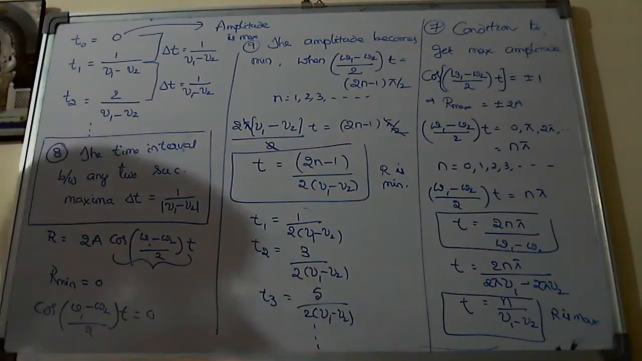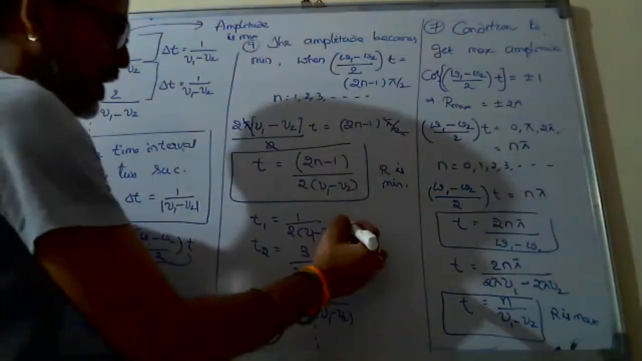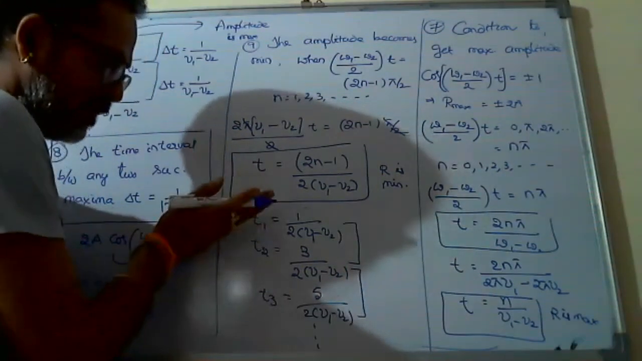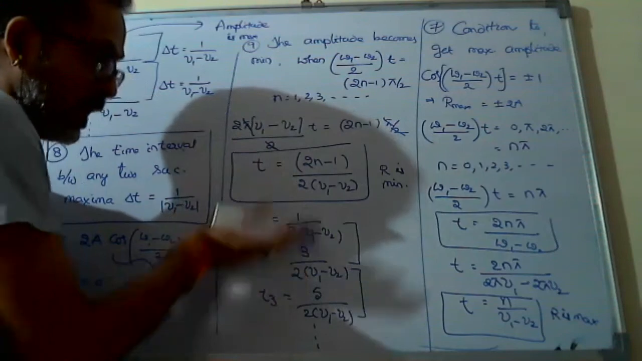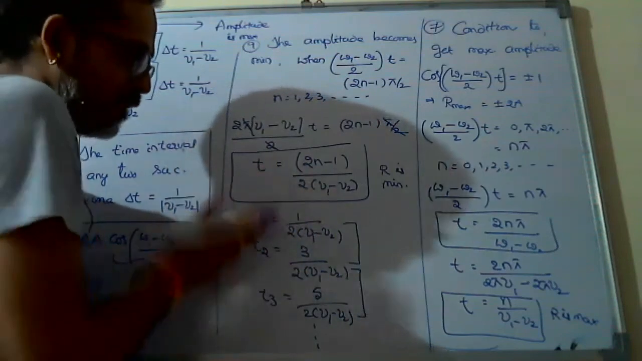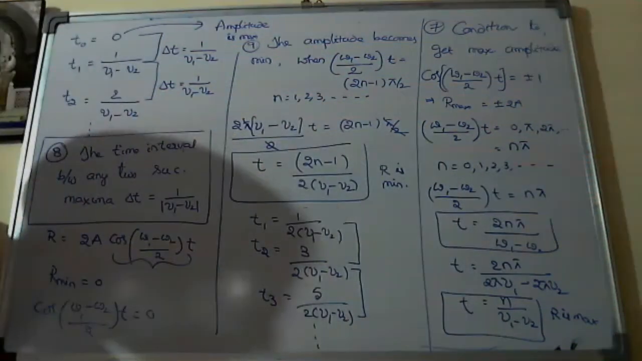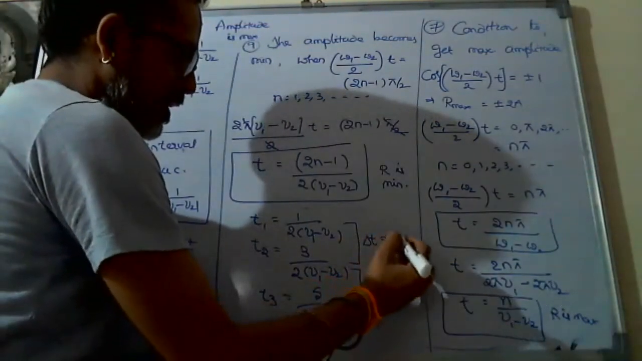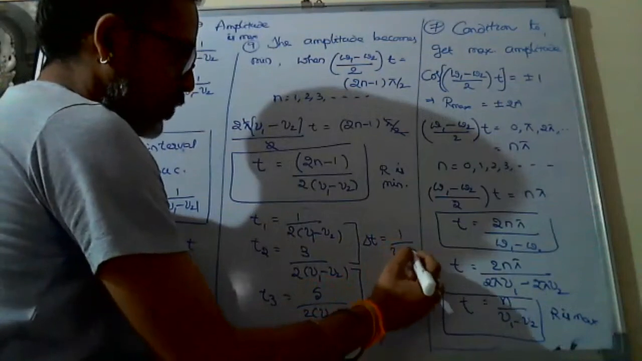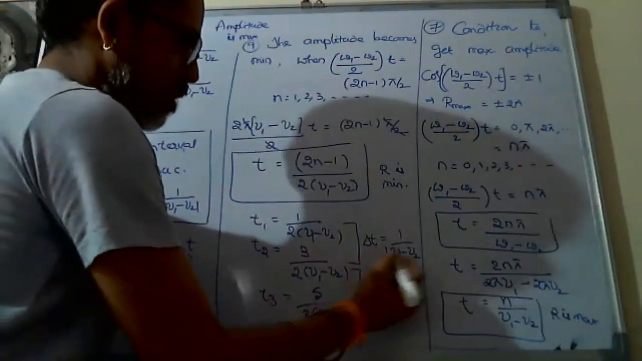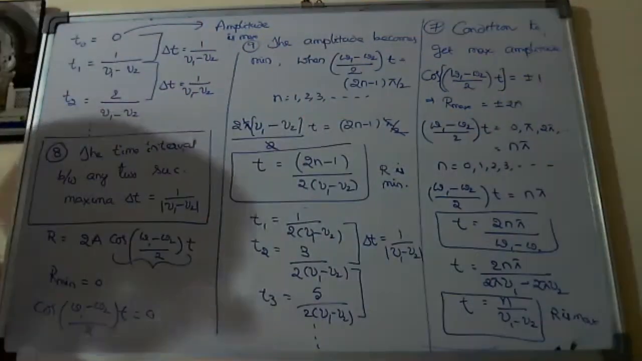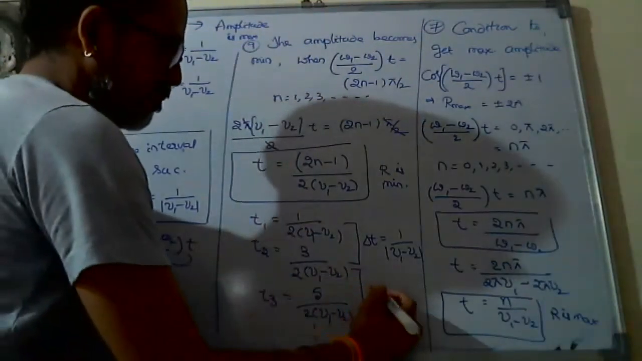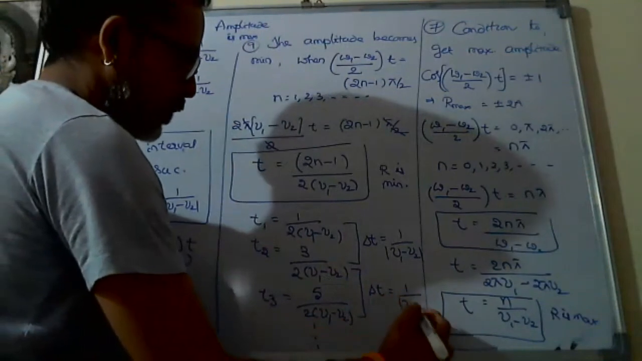Here also, between any two successive minima, these are the times at which the resultant amplitude is minimum, the delta t is again 1 by mod of mu 1 minus mu 2. Even between these two, you get the same: 1 by mod of mu 1 minus mu 2.